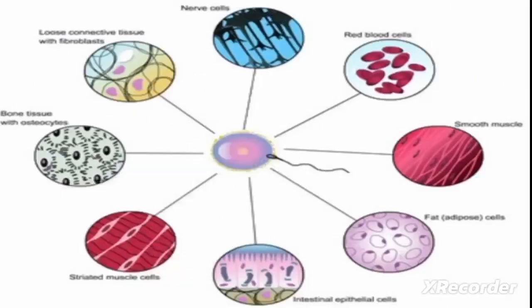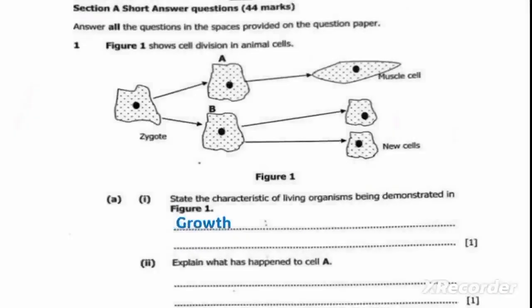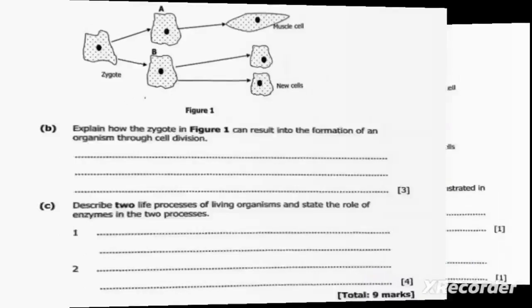So we can see specialization of cells here. We have different specialized cells. We can see red blood cells, we can see ciliated muscles, we can see bone tissues. These are specialized cells. So therefore, we are going to say cell A has become specialized, or we can say cell A has become a specialized cell.